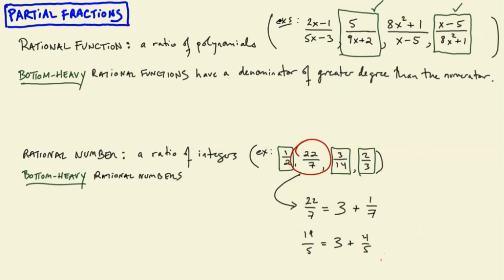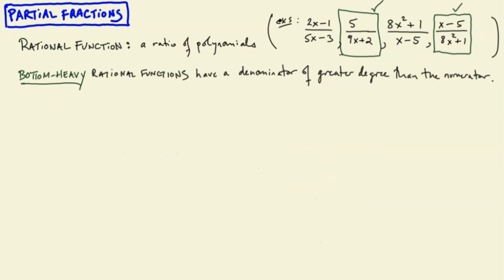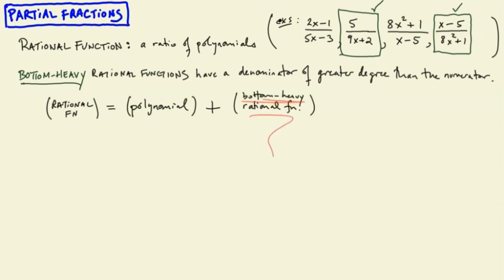Anyway, I mention this stuff, as I said, because the exact same thing happens with rational functions and bottom-heavy rational functions. Namely, if you start with any rational function that isn't bottom-heavy, say, you can always rewrite it as a sum of 2 things. The first part is not going to be an integer. It's just going to be a polynomial, the sort of thing that goes on top and bottom of a rational function, just like an integer was the sort of thing that goes on top and bottom of a rational number. And the second term will be a bottom-heavy rational function.